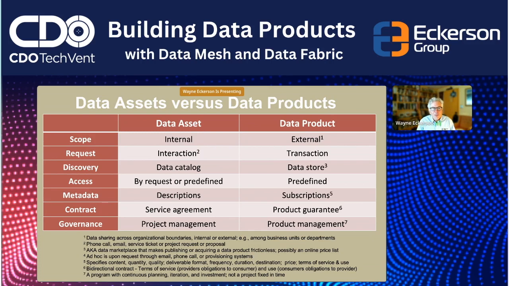for a data asset, it's more about a project. You kick off a project, you run the project, and you complete the project. Whereas with a data product, it's more of a product management. It's a program that's continuous, and you have to iterate over and over again and have various investment cycles that go with that. So it's a very different mindset. It's project versus program, really.